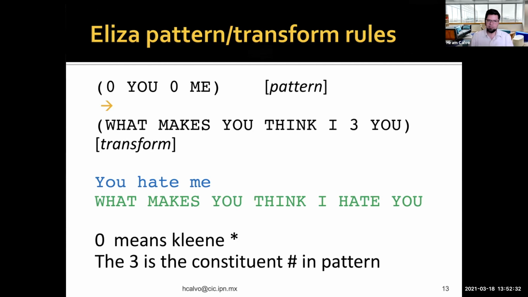This is from the original paper from Weizenbaum, and his way of writing regular expressions is a bit ugly, but I want you to present it with the original source. So the pattern says something like 0, which is a variable, you, which is a variable, me. And then the transformation, the result, would be: what makes you think I, and 3 is the third position, so it's 1, 2, 3. So here there's a variable.